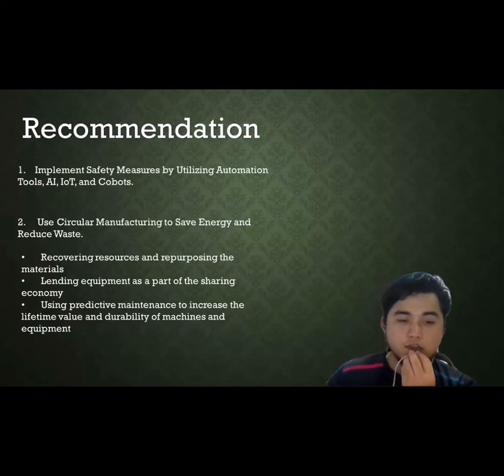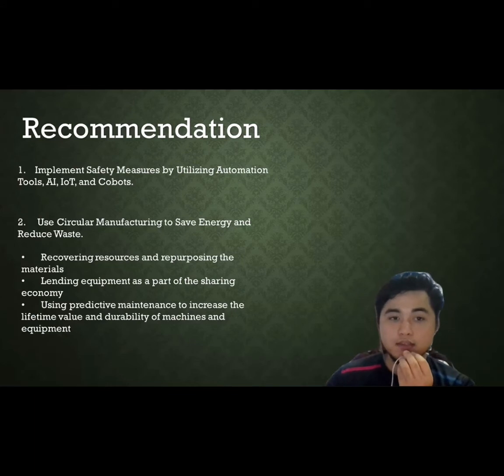First is to implement safety measures by utilizing automation tools, AI, IoT, and cobots. This basically means letting humans work with robots like AI and cobots. A cobot is a collaborative robot that will help humans working on dangerous jobs and reduce risks like injury and prevent further harm.